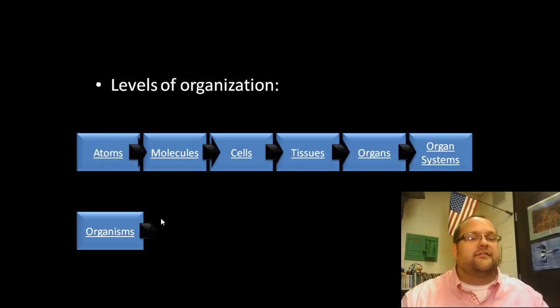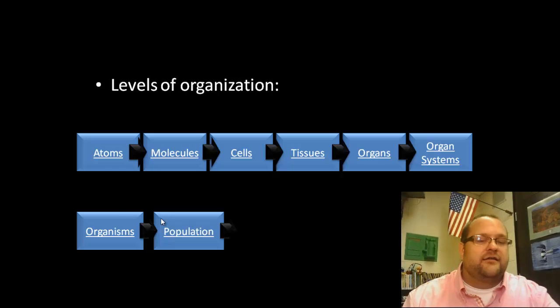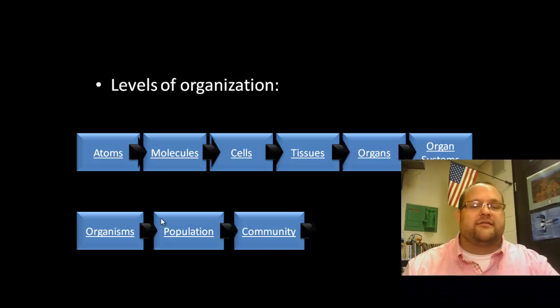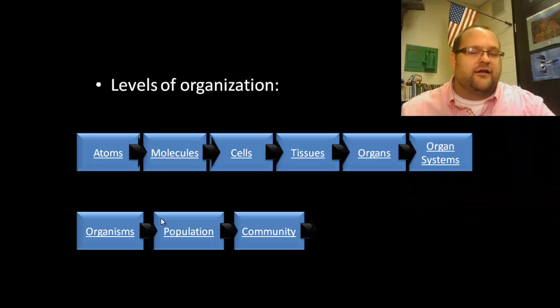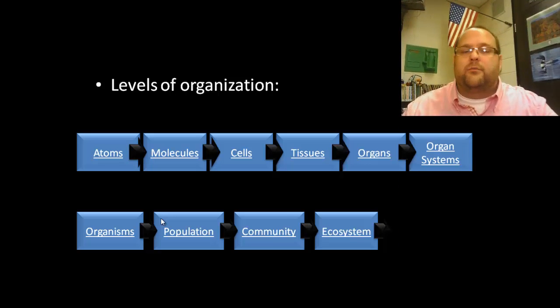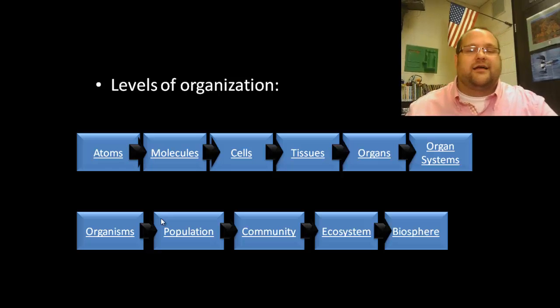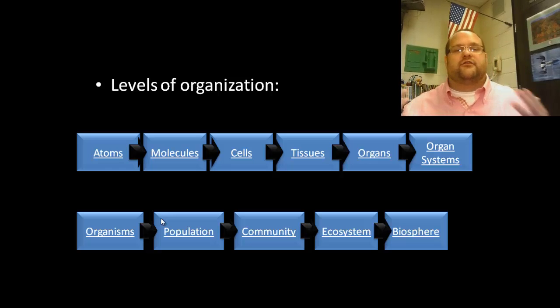A group of organisms living in the same area is a population. All different organisms living in one area, so all the organisms in Painesville, would be a community. If we put a whole bunch of communities together along with their living and non-living things, we call that an ecosystem. And then we can talk about things on the level of the biosphere, or all the life on the planet. So those are what we call the levels of organization.